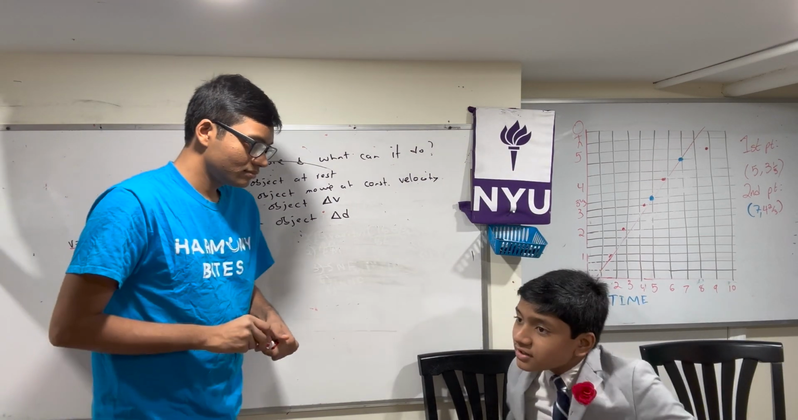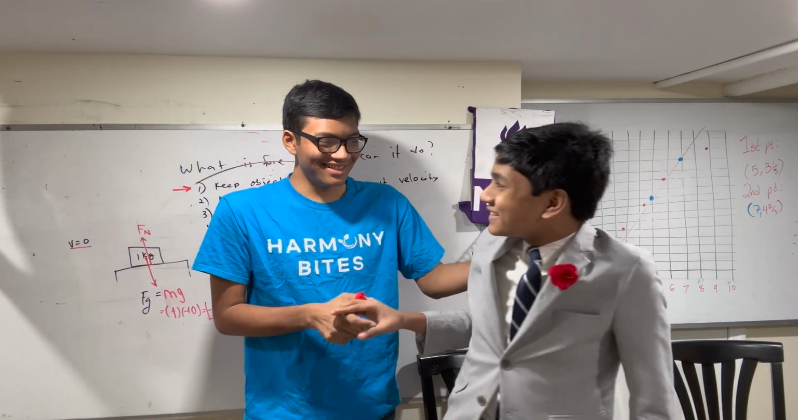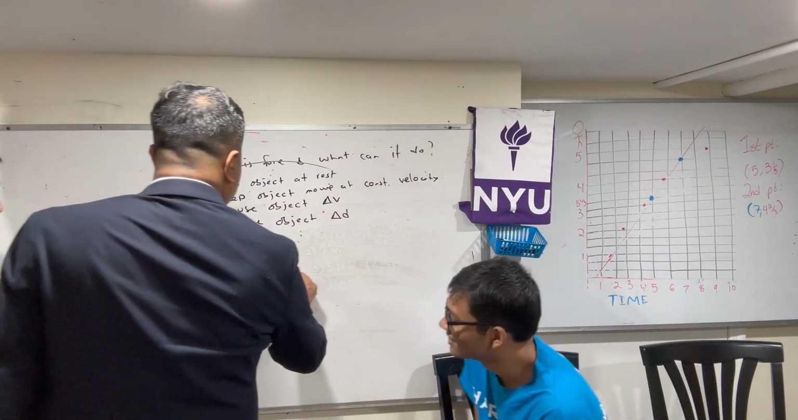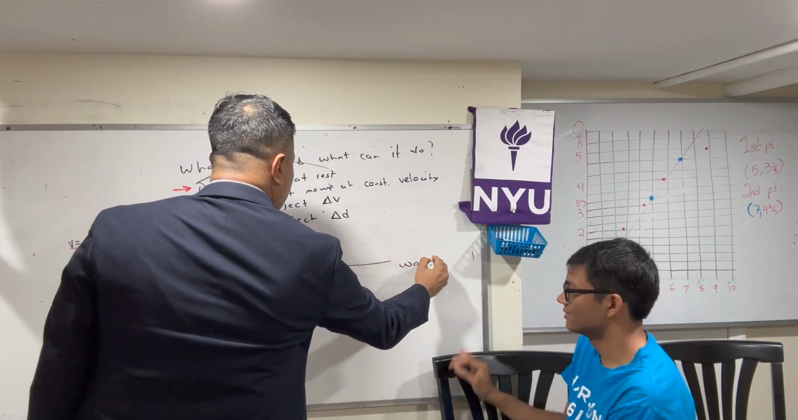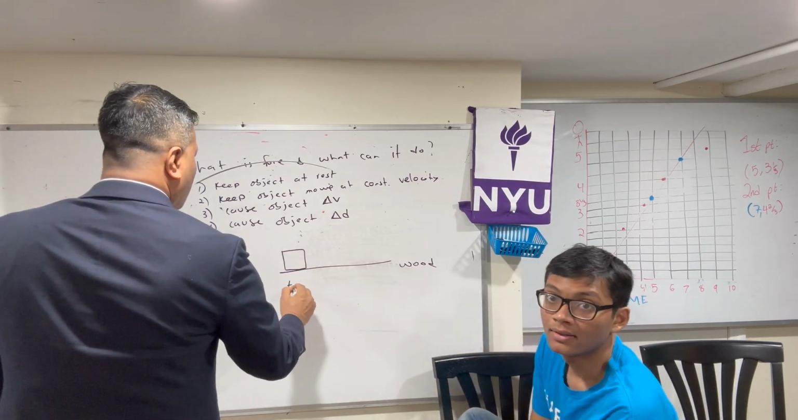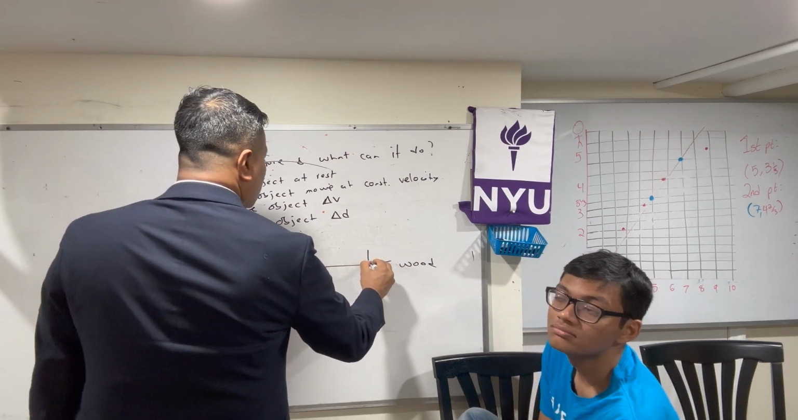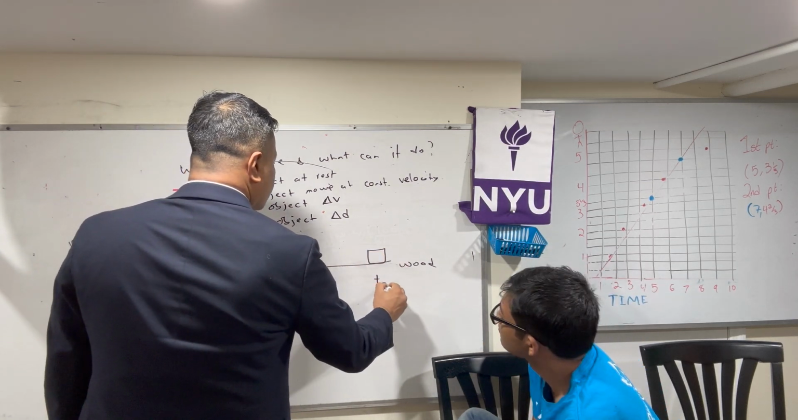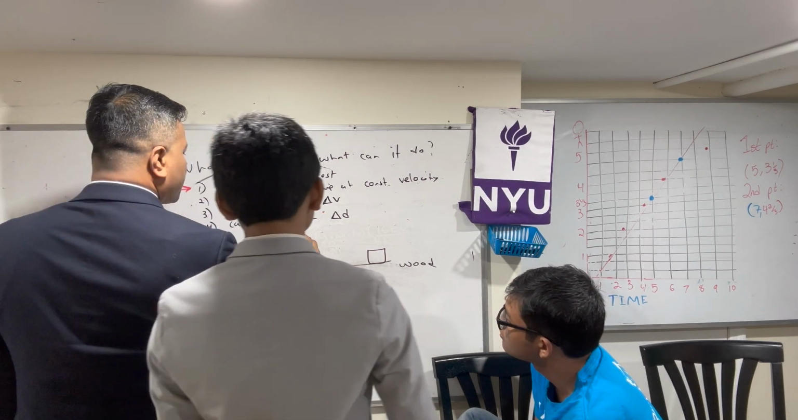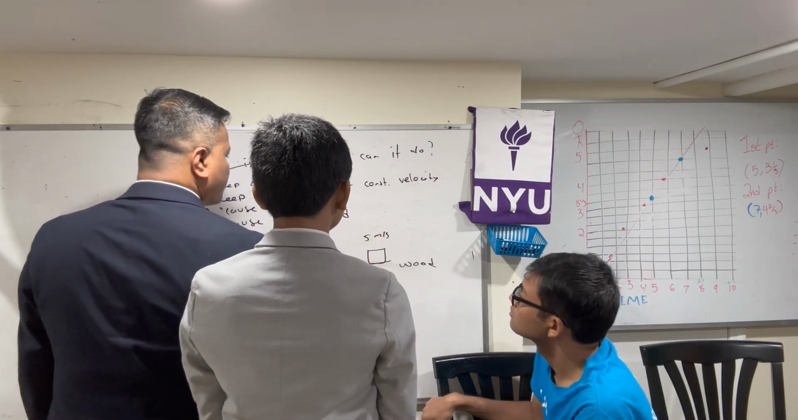Now, is the mass on a table at rest? This is wood. This is also wood. At T1, the wood is 1 kilogram. At T2, the wood is also still 1 kilogram. T1 velocity is 5 meters per second, and T2 velocity is also 5 meters per second.